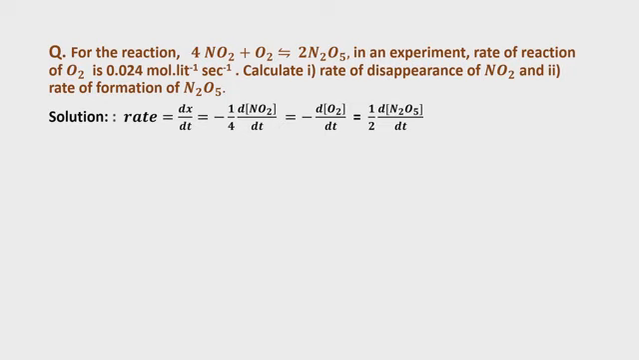Students, look at the rate of disappearance of NO2. Rate of disappearance of NO2 means minus d[NO2]/dt. This term represents the rate of disappearance of NO2. Similarly, for the rate of formation of N2O5, this term, d[N2O5]/dt, represents the rate of formation of N2O5. The remaining you can easily solve, nothing is there. So look at the answer.